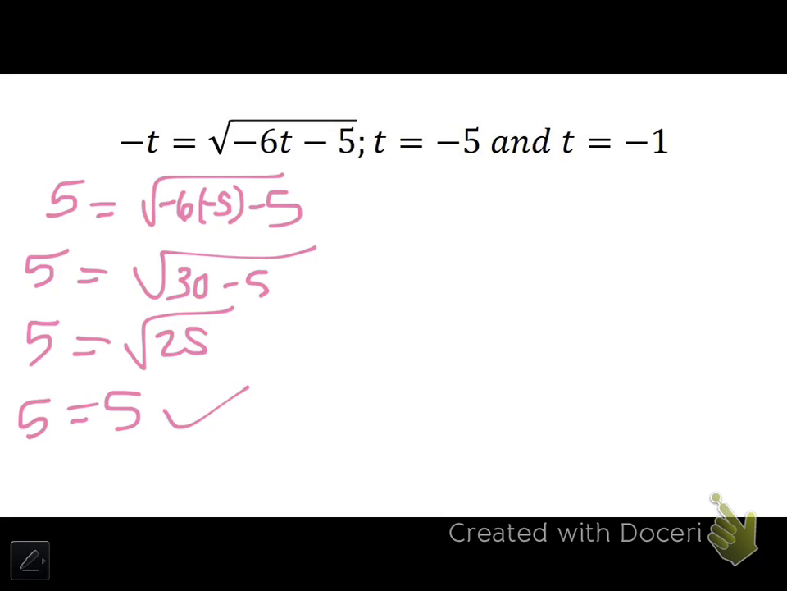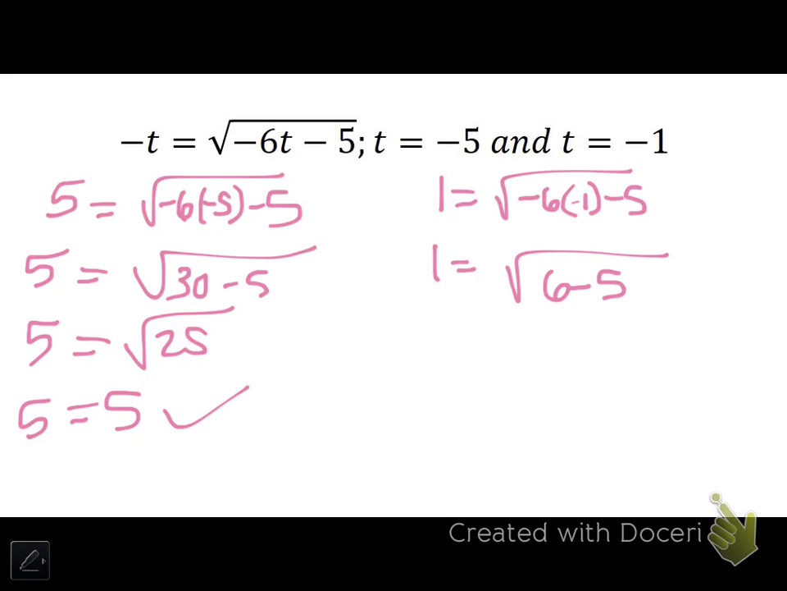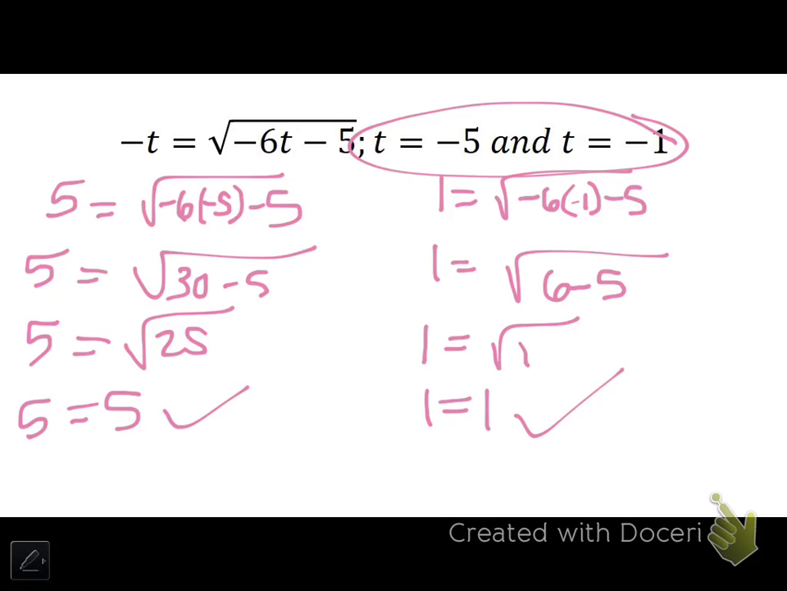Now let's try our negative 1. So 1 equals the square root of negative 6 times negative 1 minus 5. Negative 6 times negative 1 is positive 6. 6 minus 5 is 1. And the square root of 1 is 1. So both of our answers worked, and we have no extraneous solutions for that.